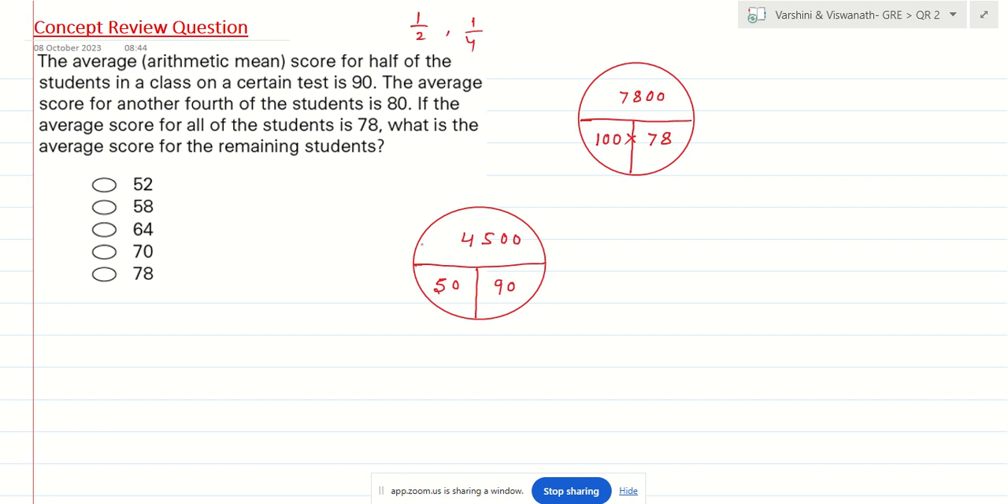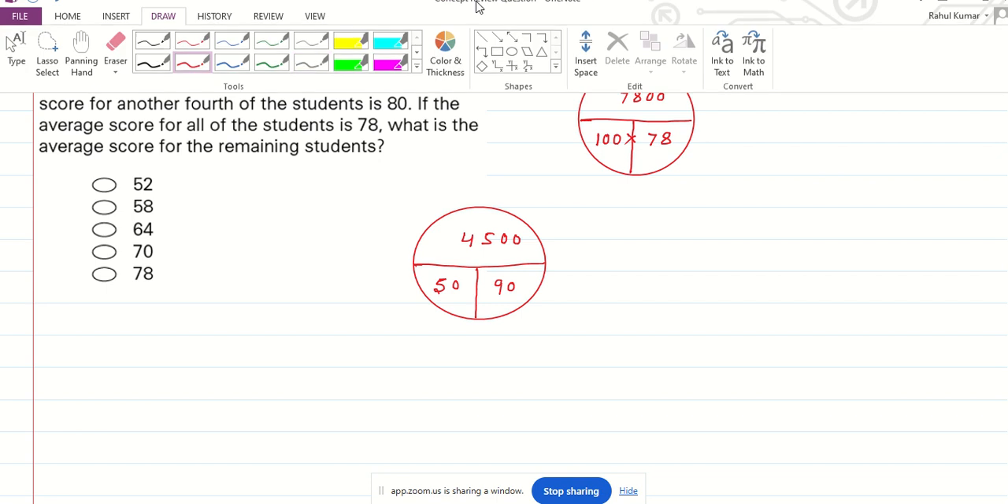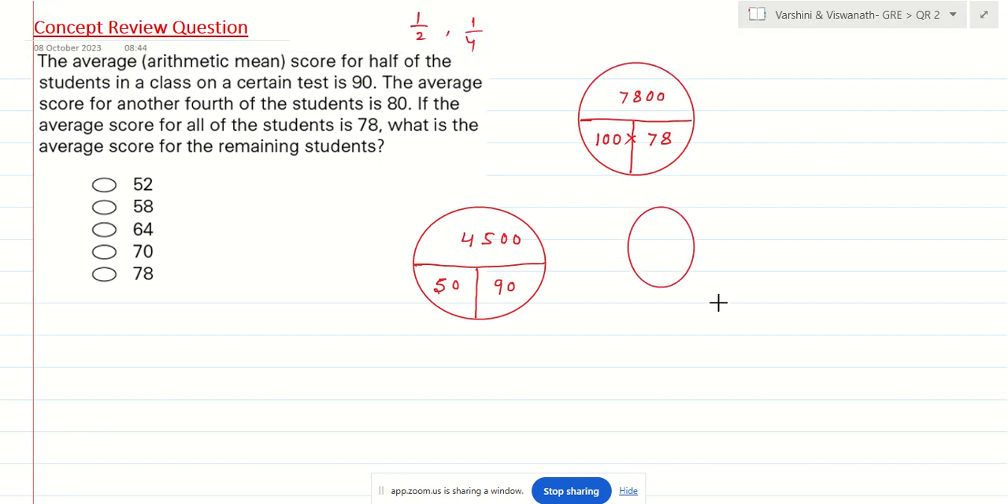4,500. Now again, I can make one more. Look at the information given in the question. 1/4, no? 1/4 means what? 25. How much is given? 80. How much will be here? This is 2,000. Correct, no?